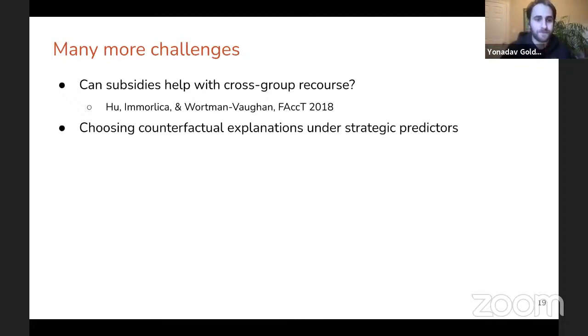Another question is, presumably there's some explanation of these systems going on. You can either make them transparent, or instead you can make your predictor comprehensible by providing counterfactual explanations to people. And these counterfactual explanations will inevitably prompt individuals to game in specific directions. And so you can ask yourself, how does providing different counterfactual explanations change the individual benefit, and how does it change the group accuracies?